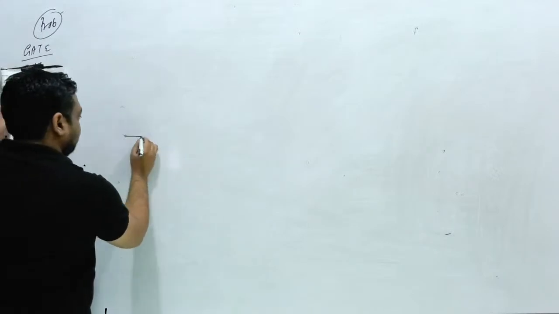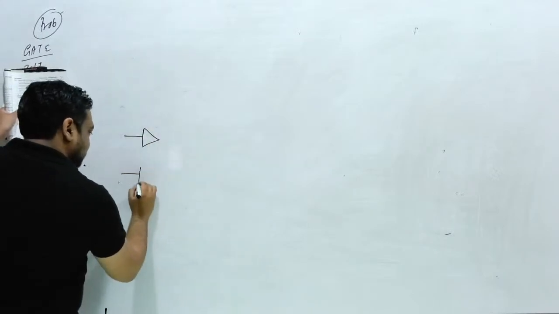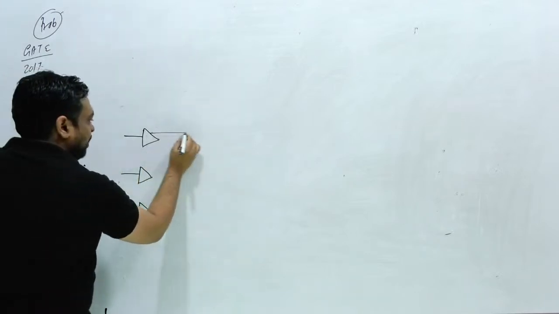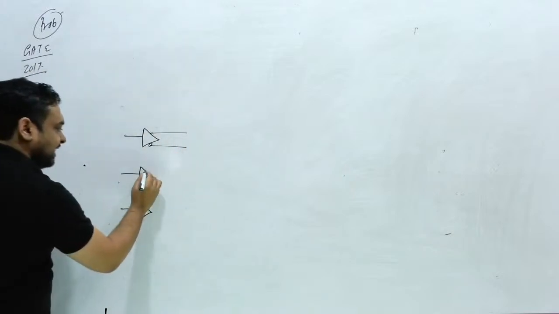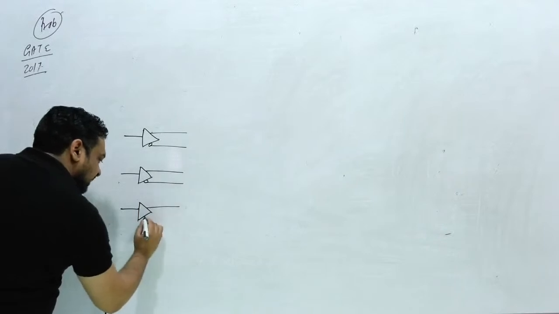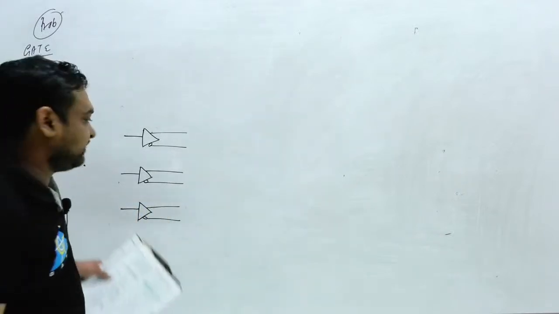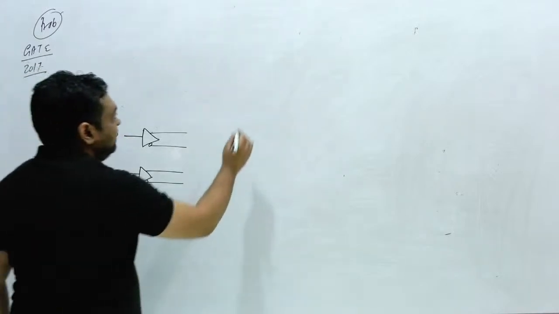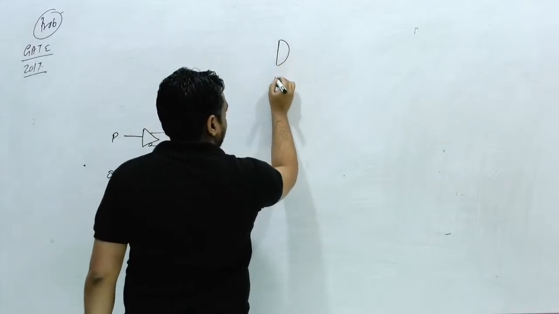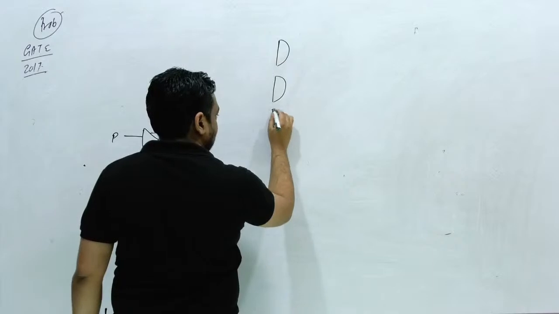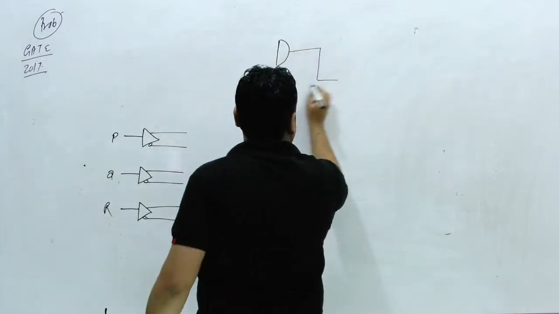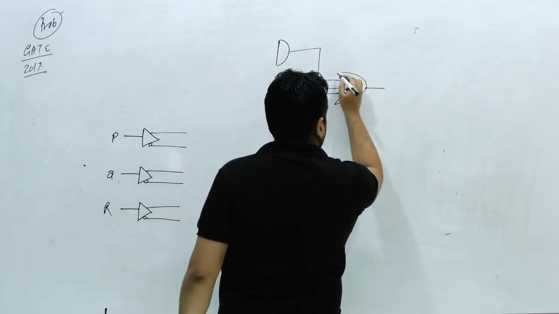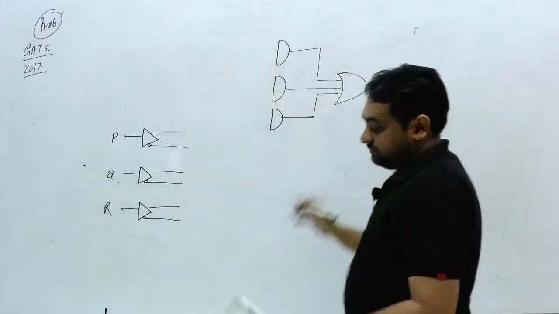Okay, now here one gate is given, one more gate is given, and one more, 3 gates are given in this way. Now here 2 outputs can be possible, either normal and bar. This circuit is buffer as well as inverter. This is P, this is Q, and this is R. Now here one AND gate is given, here one AND gate is given, and here one more AND gate is given. 3 AND gates are given, and these are connected to an OR gate. This circuit is given, and this output is nothing but function F.